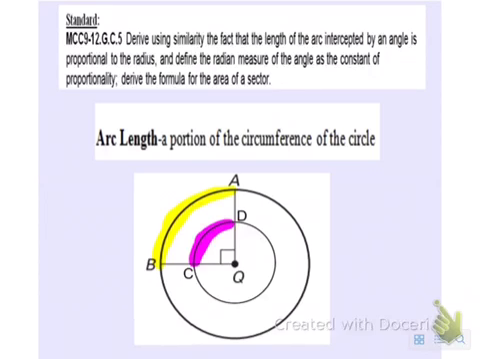All right, now remember that arcs are only a part of a circle. So what we're going to have to do is find the part of the circle. It is the distance around, so we will use the circumference formula. And the following are just examples of how to find the arc length.